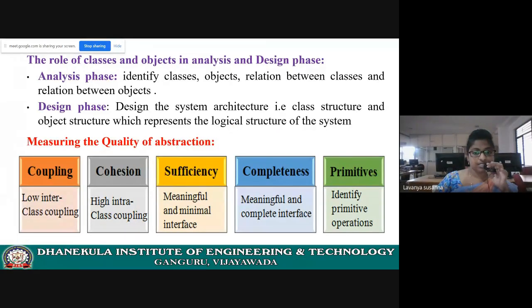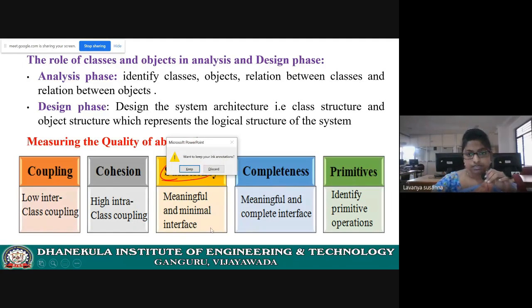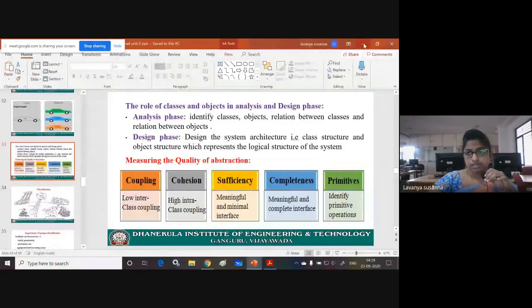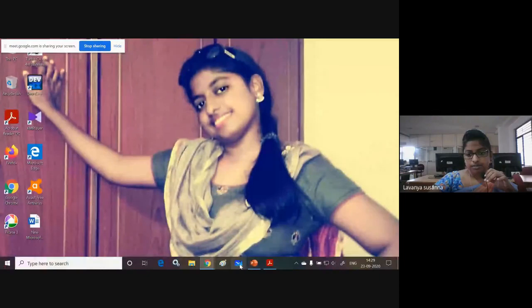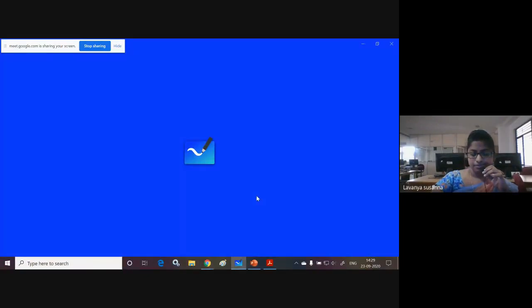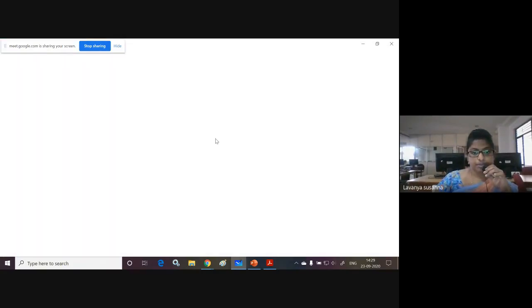Next, sufficiency. Meaningful and minimal interface. It should be meaningful. I will explain with an example. Let us see it.